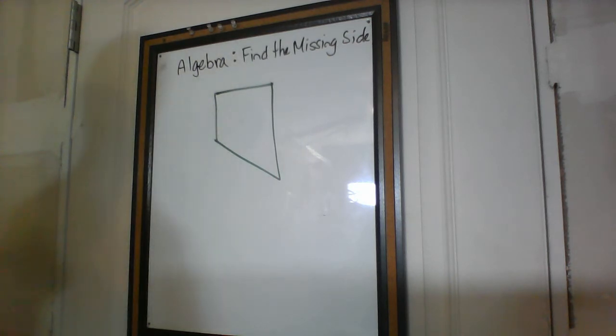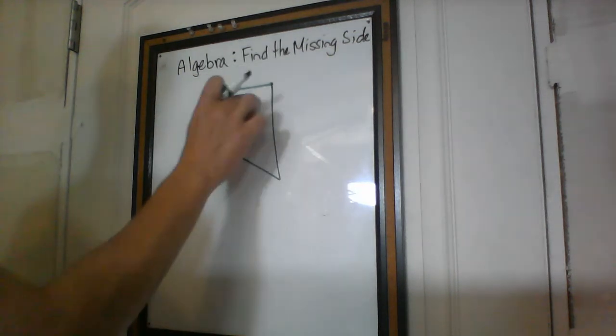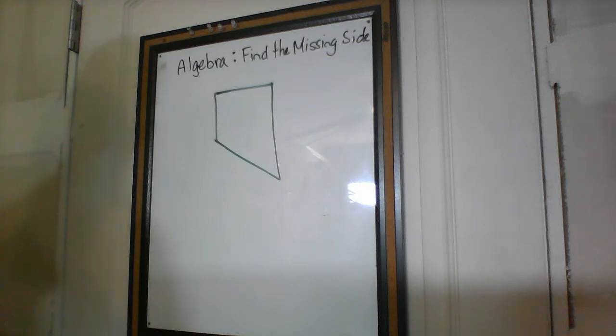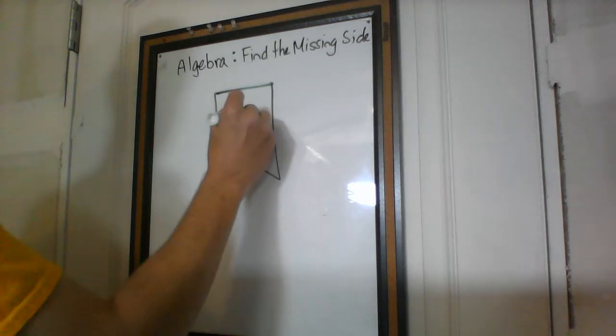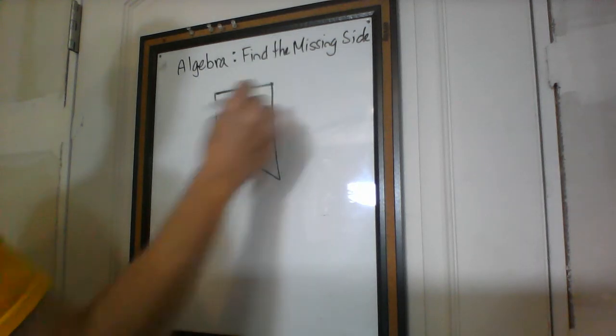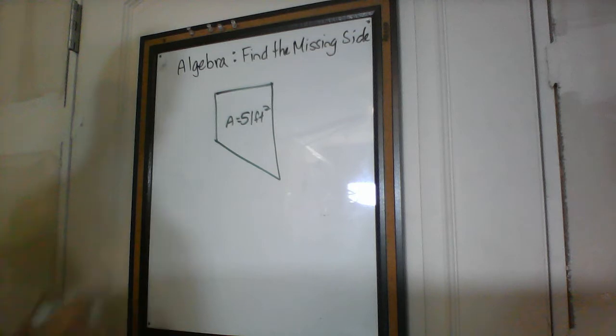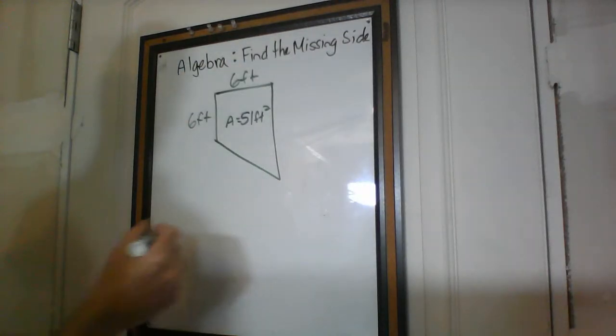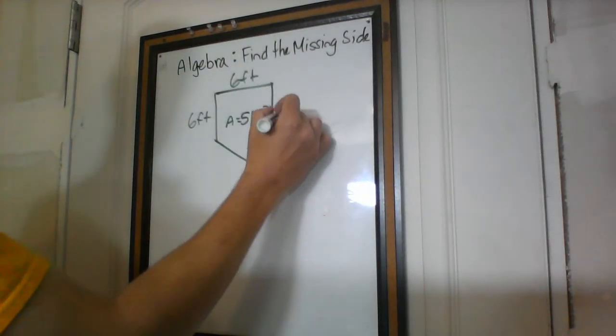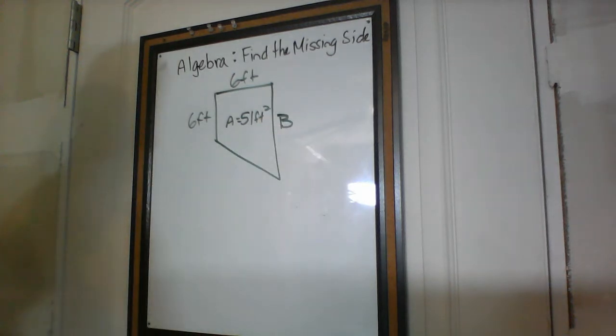All right, we have our trapezoid. There's our 2 parallel lines, one set of parallel lines. Those 2 aren't parallel, so that's why we have a trapezoid. So for this one, your area is going to be 51 feet squared. Okay, far left side 6 feet. This top part is 6 feet, and then we are missing one of our bases. So pause it, try and solve.